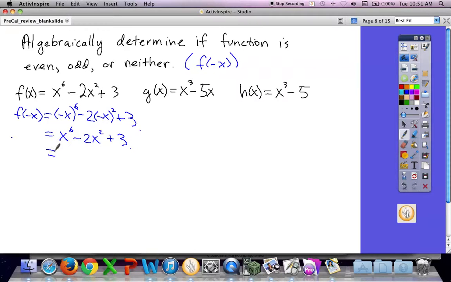So notice that we found f of negative x, but it's equal to f of x. So you can skip that step if you... No, you need to show the step. So now f of negative x equals f of x. That means even. So when you do that check and f of negative x equals f of x, you say even.